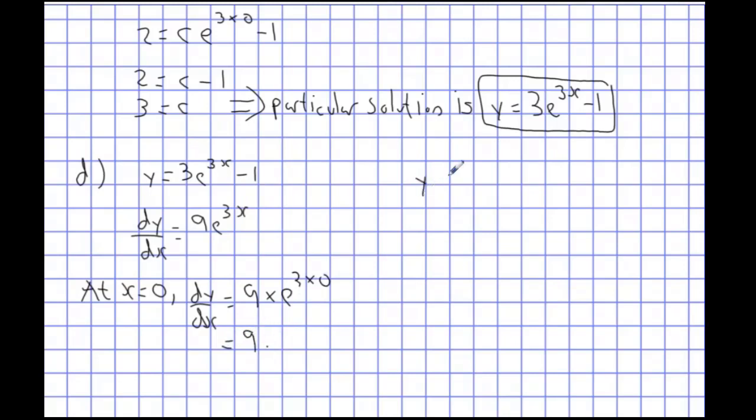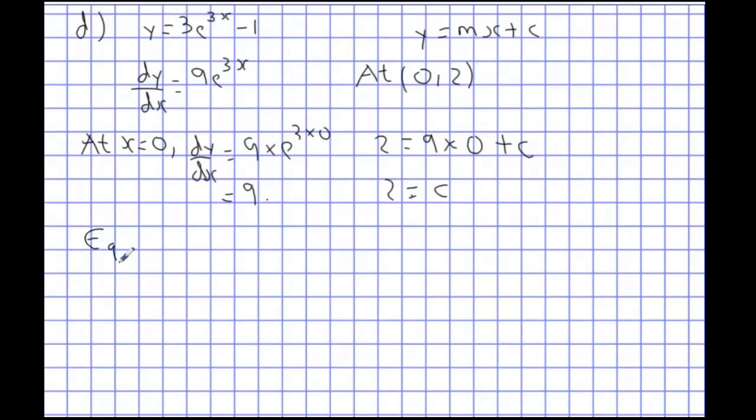So y equals mx plus c, so that means that the point on the line, at 0, 2, gives 2 equals 9 times 0 plus c, so that means that c must equal 2, and so the equation of the tangent is y equals 9x plus 2.